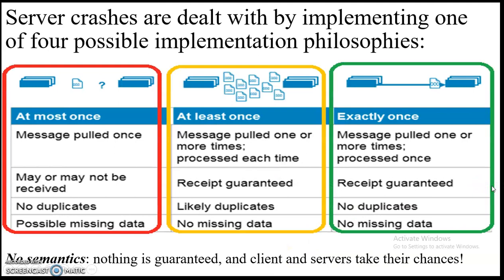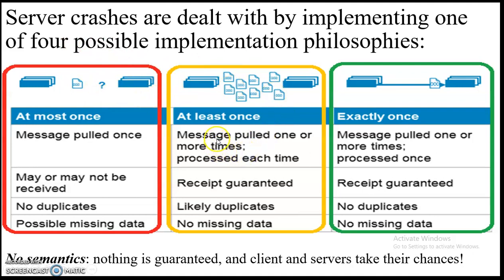Then these server crashes are dealt with by four possible implementation philosophies: at most once, at least once, and exactly once semantics. And the last one is no semantics. So here, at most once means what? The message will be sent once. So there is a possibility of receiving the message or not receiving the message. There is a possibility that the message will be received by the server or not.